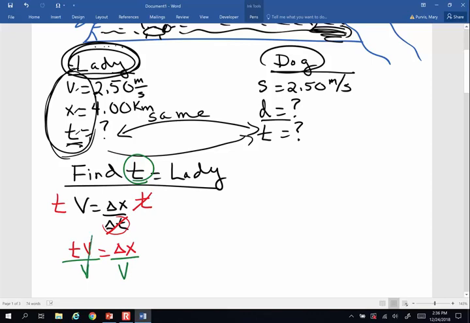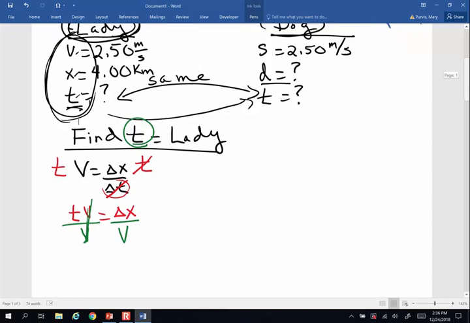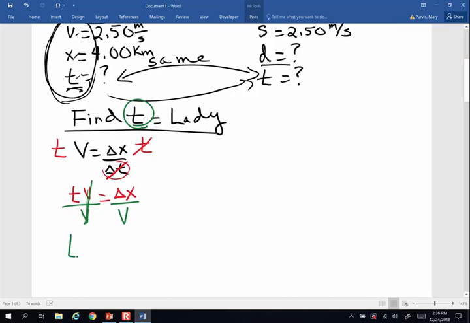If you do something on one side of an equation, you have to do it on the other side. And that also means that these velocities are going to cancel each other, and I'm going to end up with time is displacement divided by velocity.